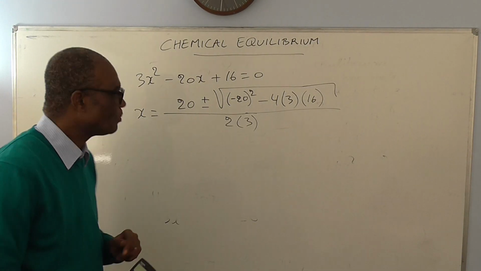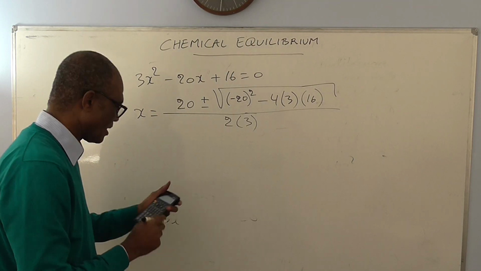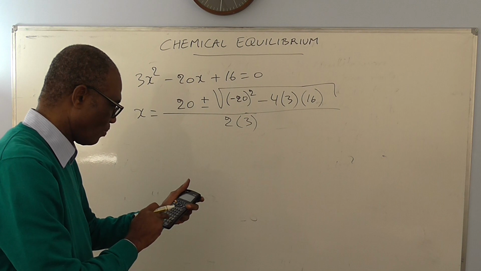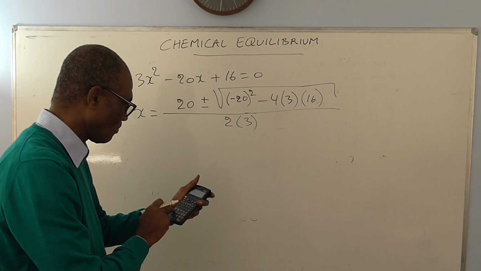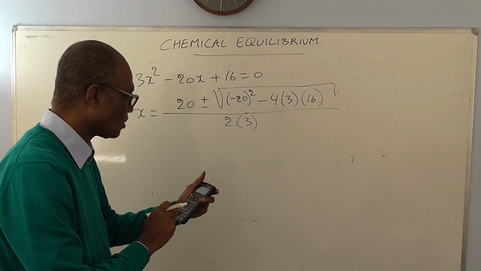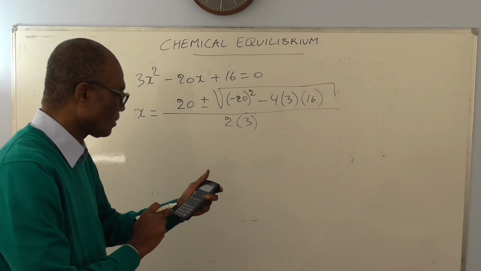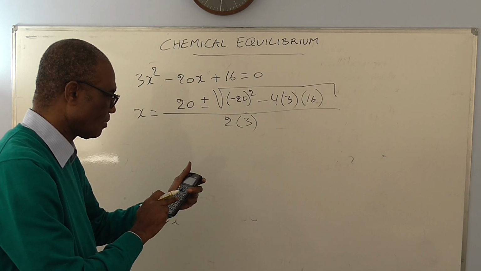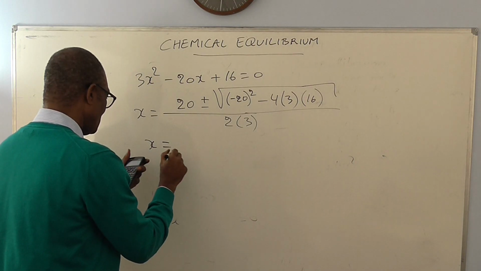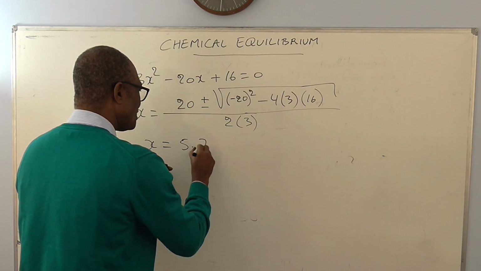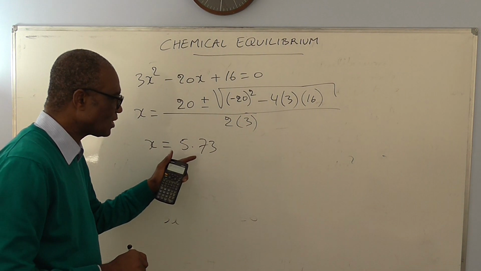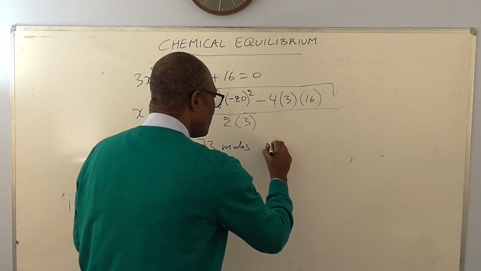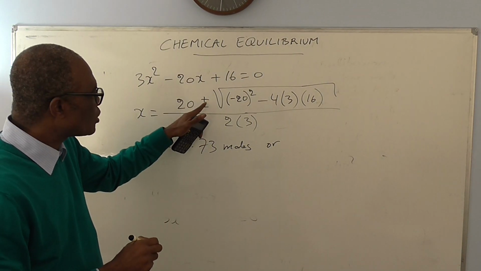Now we continue. Here we are going to use my calculator to solve, to get this. 20 plus, I put plus, square root, 400 there, multiply by... I got x is equal to 5.73 moles. So when I use plus there, I get this.